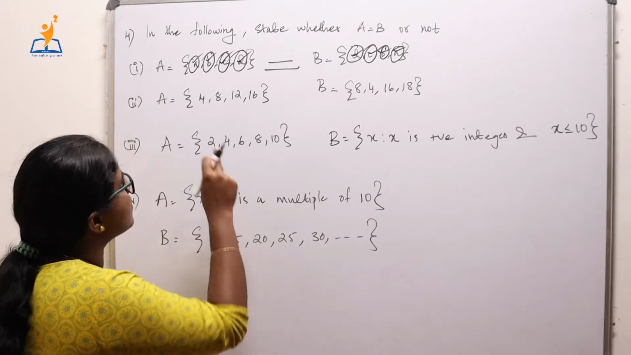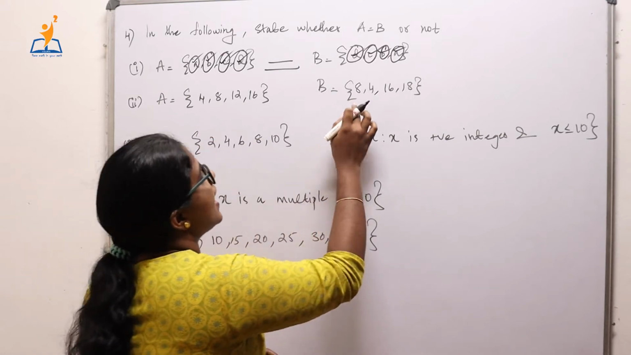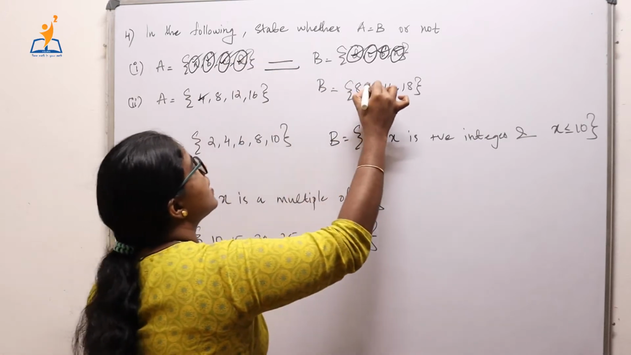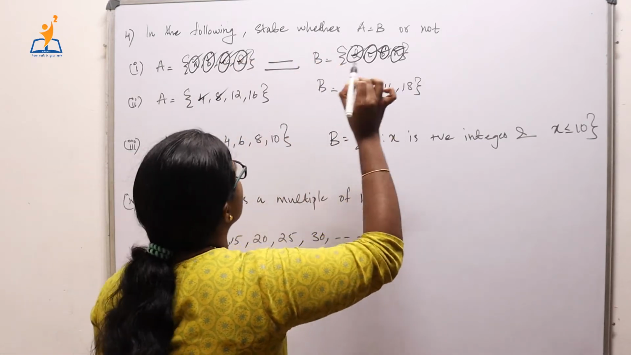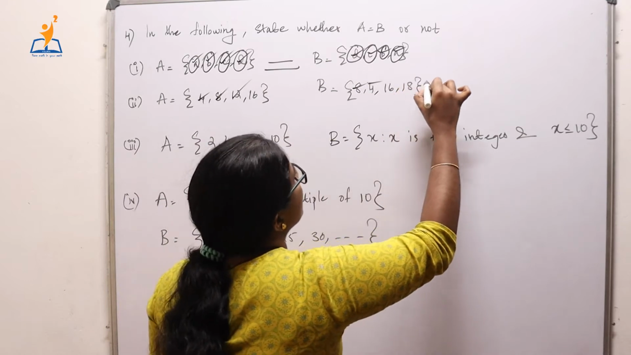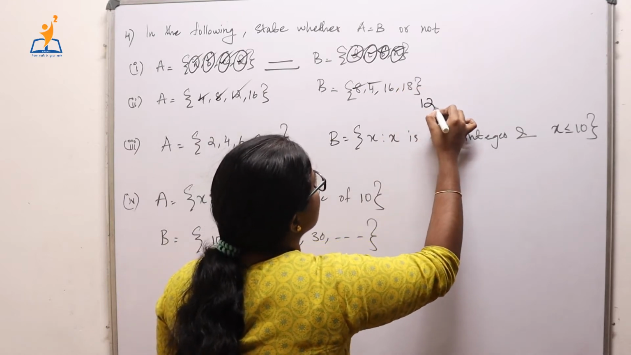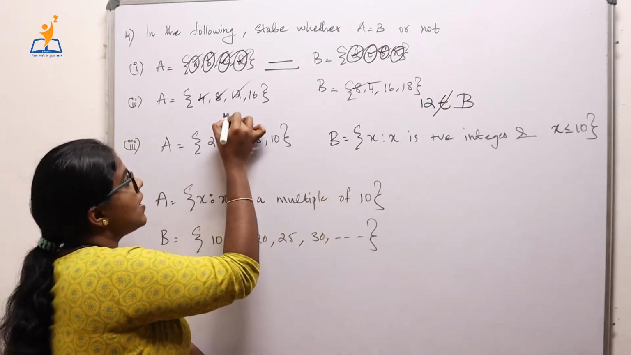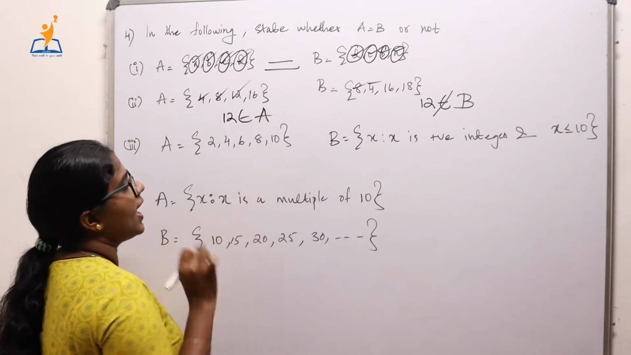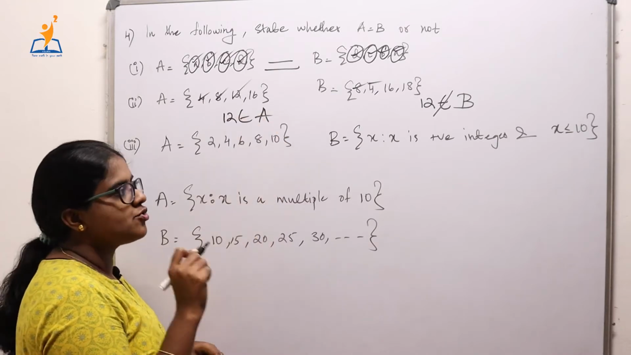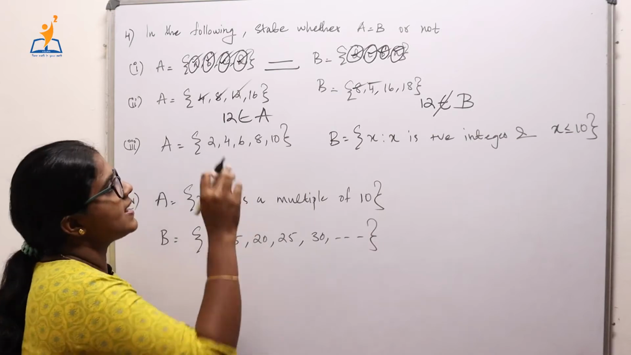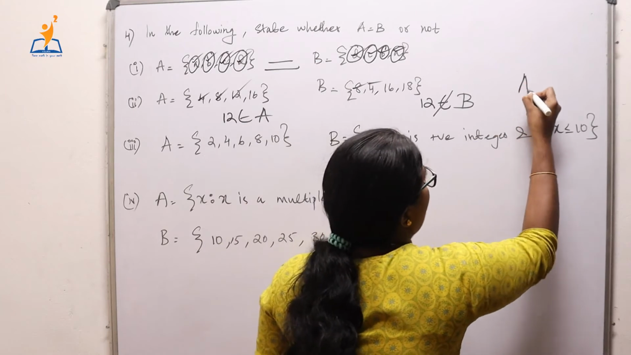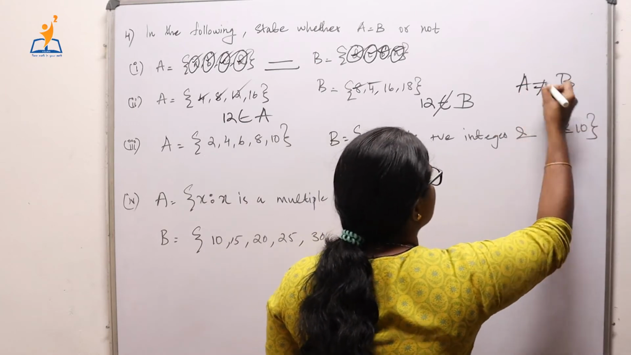Moving on to the next question: 4, 8, 12, 16 and 8, 4, 16, 18. This is a question similar to the first one. Here we have 4, here we have 4, here we have 8, here we have 8, here we have 12, but here we do not have 12. That is, 12 does not belong to B, but 12 belongs to A. That is, every element of A is not in B, which means A is not equal to B.